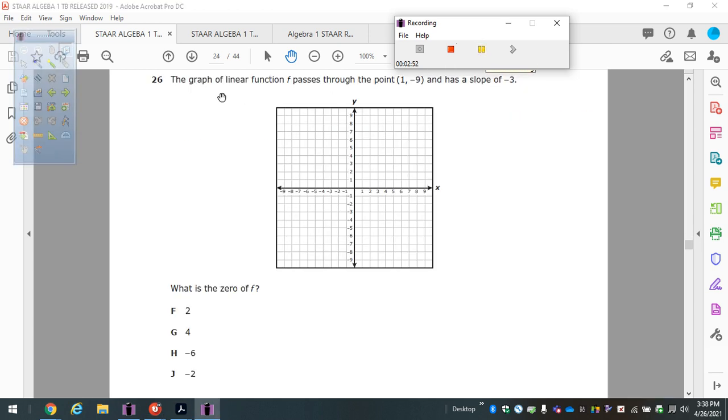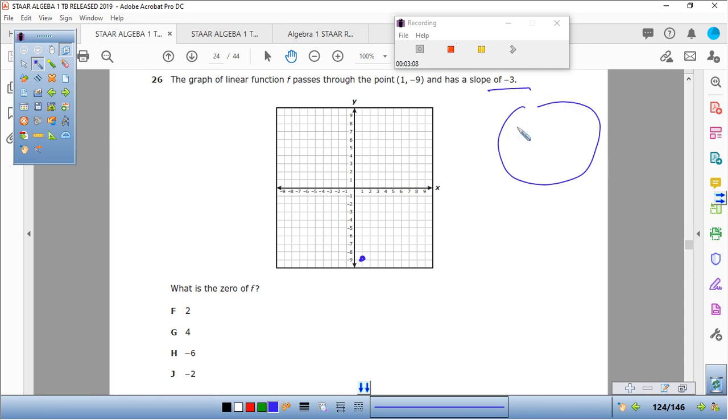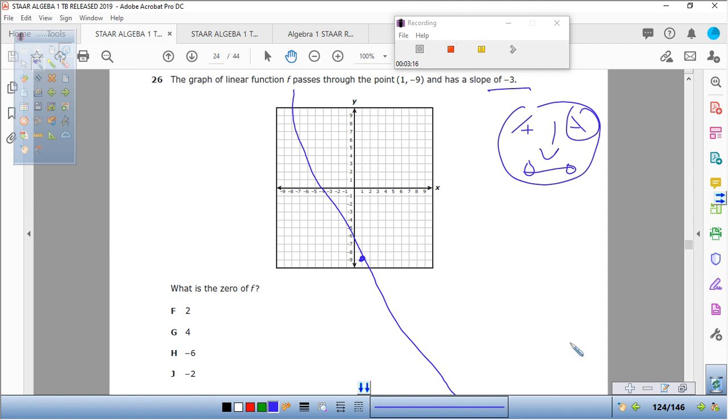Okay, so the graph of the linear function f passes through the point (1, -9). So I would definitely want to know where that point is, (1, -9), down here. It has a slope of -3. So if you come out here and go to the slope, your 3 is going to be going through there, something like that. You got it? Somewhere there.